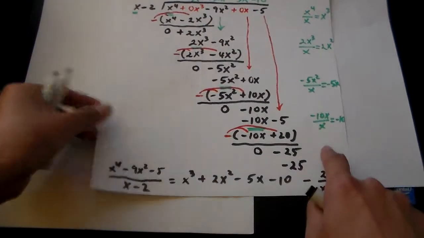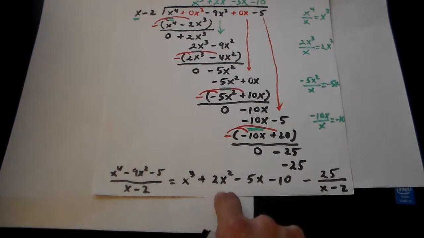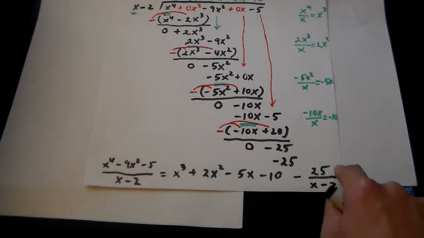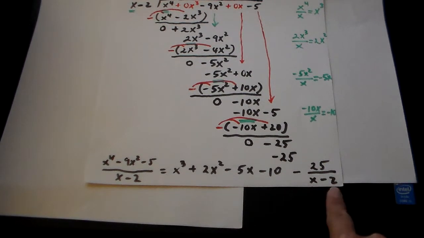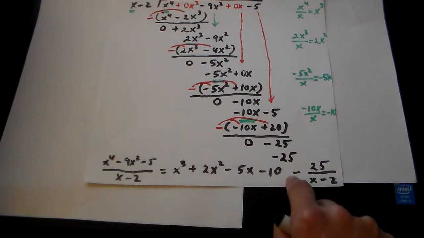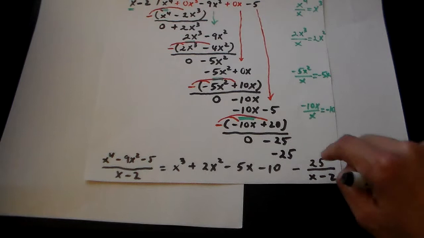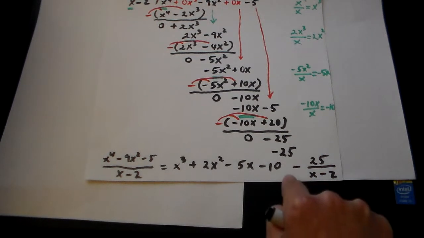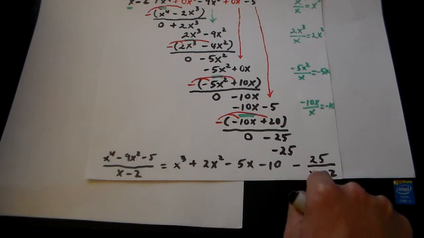The result is x to the third plus 2x squared minus 5x minus 10 minus 25 divided by x minus 2. There are many ways you can write this remainder. You can have plus here. If you have the plus here, make sure you have negative 25 on top divided by x minus 2. But expressing the answer in this way is fine.